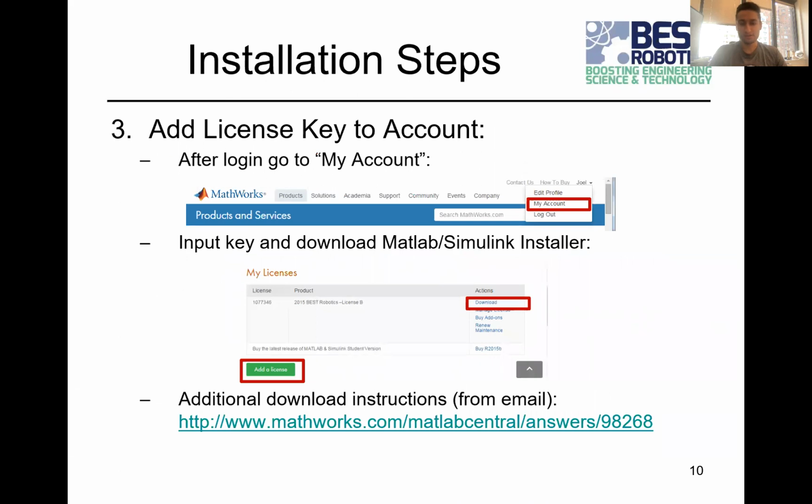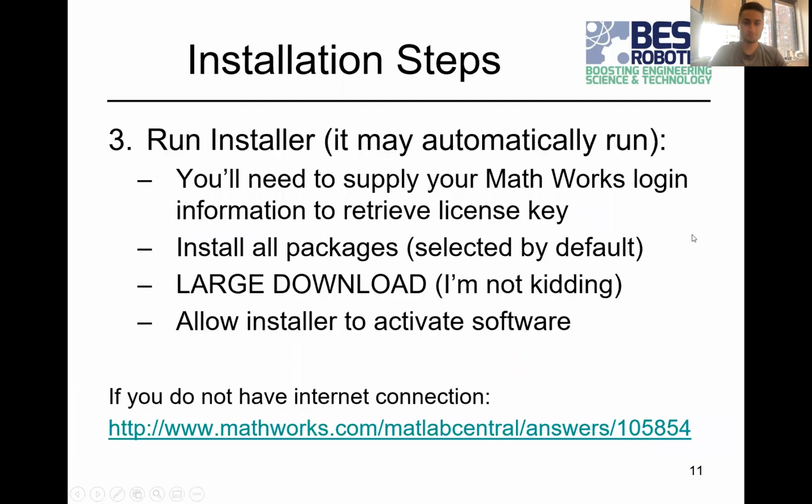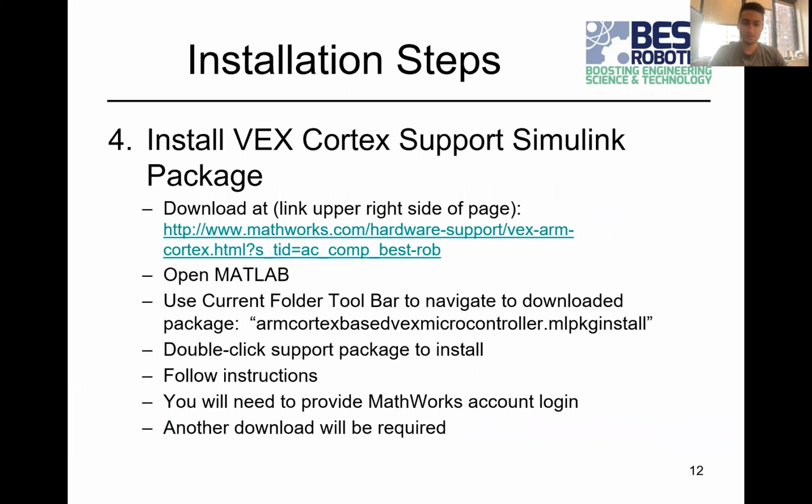The way you do that, you just go to My Account, you add the license key that your team mentor gave you, and then from there, you'll be eligible to press that download button. Run the installer, and it's a huge download. It's like gigabytes and gigabytes, so keep that in mind. But that's pretty much all you need to do. There's one more thing. Since you are most likely going to be using this for your robot control systems, you need to install the Vex Cortex Support package.